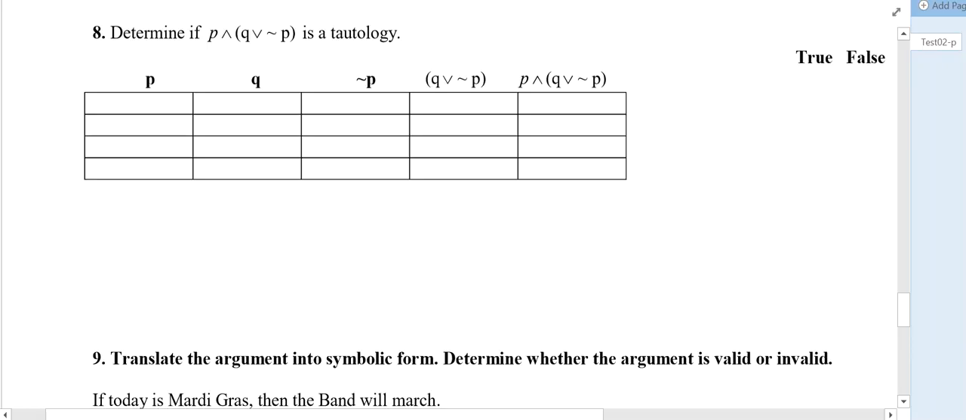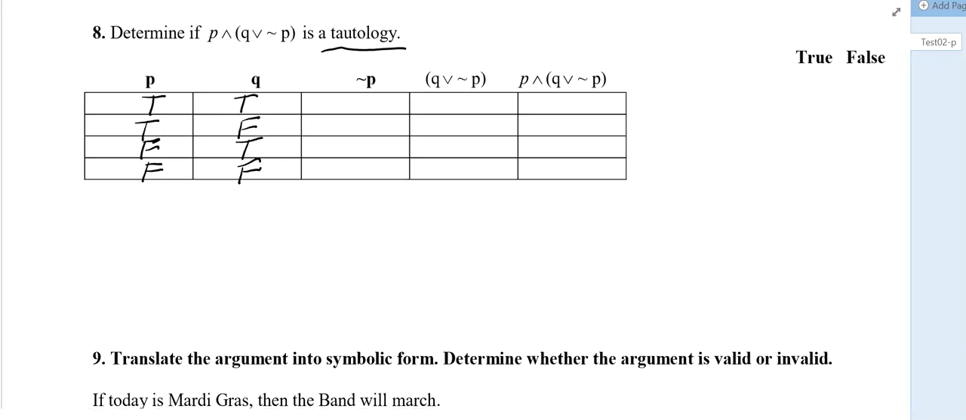Determine if this statement is a tautology. A statement is a tautology if it's always true. Now, I will be starting you off with the truth values, okay? I really need to update this test, huh? I need to construct this statement here. I actually provided you the various columns. There was a reason for that, but don't worry about it.